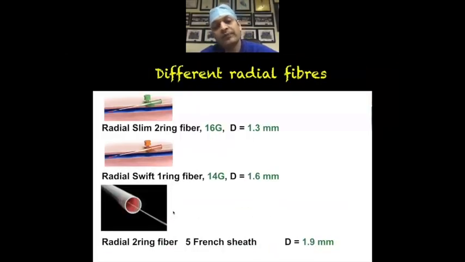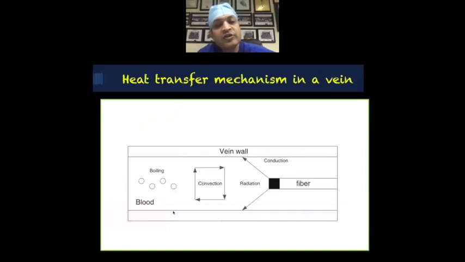Then you also need to know about more developments in radial fibers. One is a slim fiber. The slim fiber is very slim, and of course you can see the diameter difference from the 2 ring, which is 1.9 millimeter. This is 1.3 millimeter. That's the slimmest fiber, so you can actually pass it through a 16 gauge cannula. So you don't have to put in a sheath at all. There are various uses for that. Then there is the radial swift fiber. That's a single ring fiber, and it's around 1.6 millimeters, slightly more. So you can pass it through a 14 gauge cannula directly. You don't have to put in the sheath.